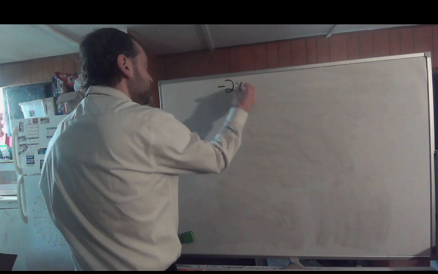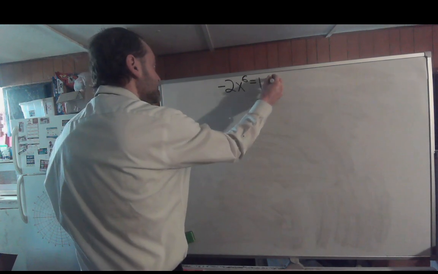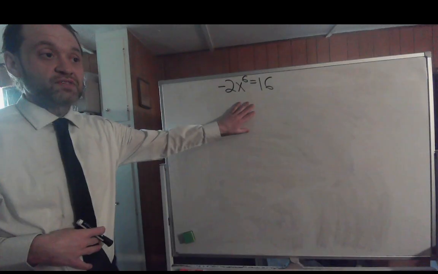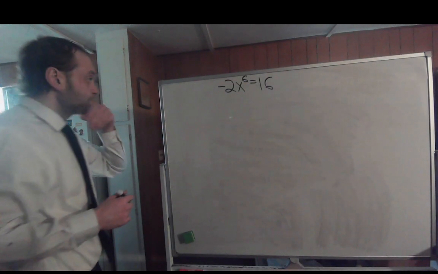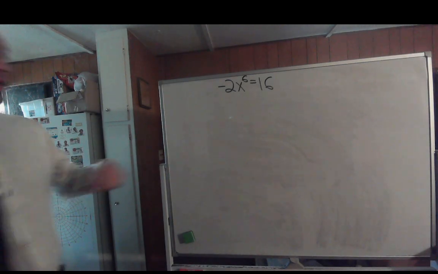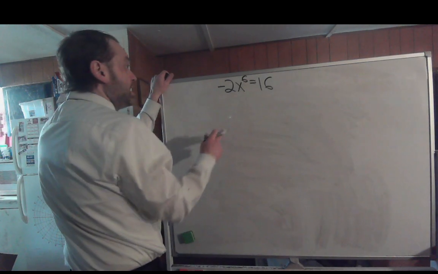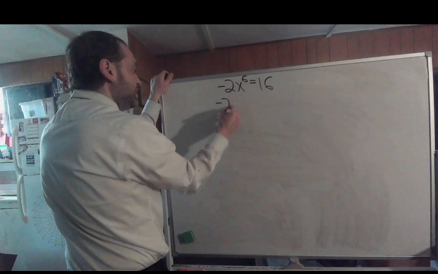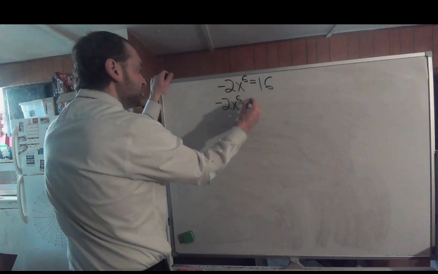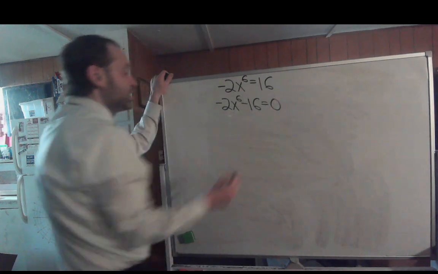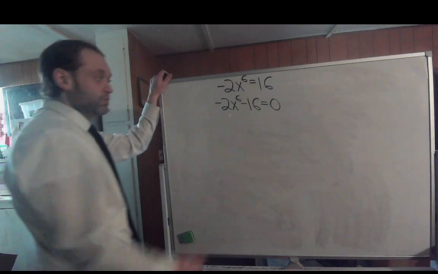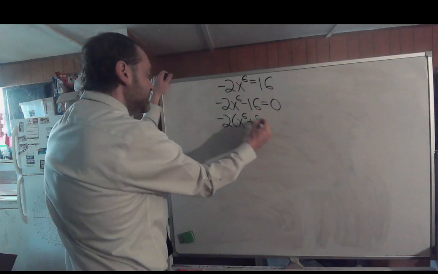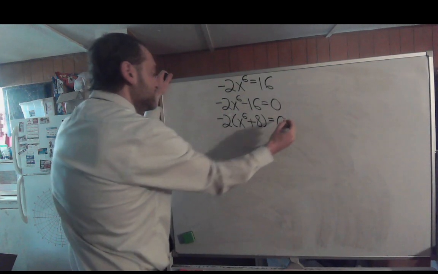Negative 2x to the 6th equals 16. Negative 2x to the 6th equals negative 16. Well, let's go ahead here and let's make the right side equal to 0. So you would get negative 2x to the 6th minus 16 equals 0. Well, you could factor out a negative 2, right? You would end up getting negative 2 times the quantity x to the 6th plus 8 is equal to 0.